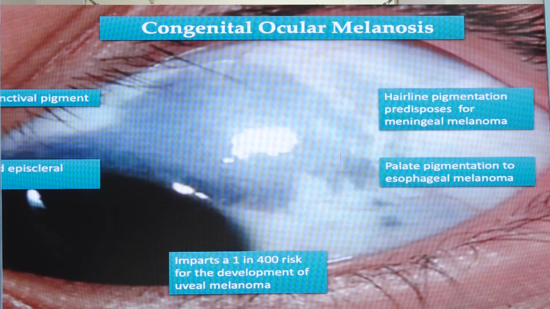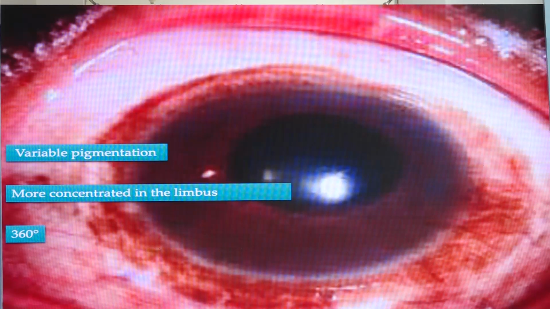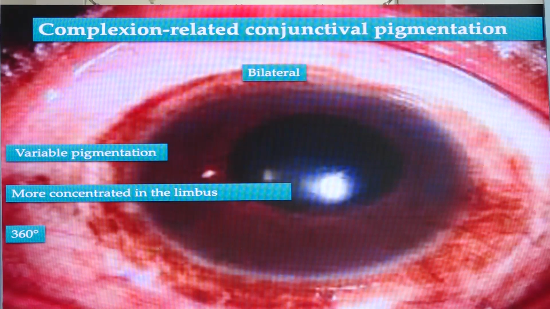Now, out of all the lesions that I am describing today, this is the most common, especially for those who practice in rural areas. You see this kind of variable pigmentation around the limbus 360 degrees, but this is something not to be worried about. Once you see one eye, always see the other eye and you will find it is bilateral. The most important feature of differentiating complexion related conjunctival pigmentation is that it is a bilateral lesion.